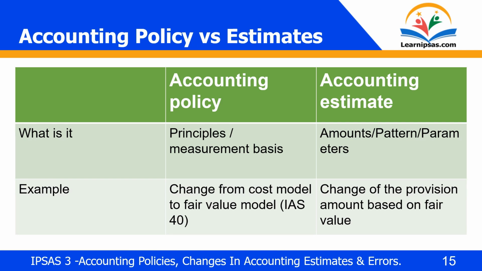So what's the difference between accounting estimates and policy? Accounting policy is principles, measurement basis. It is the father of accounting estimates. Accounting estimates are the amounts, pattern, parameters, the 20%, the 2000, the figures. Example of accounting policy: change from cost model to fair value under IPSAS 16 or IAS 40. The accounting estimate: change of the provision on fair value. So the 20%, the 10%, the 15% of the depreciation amount.